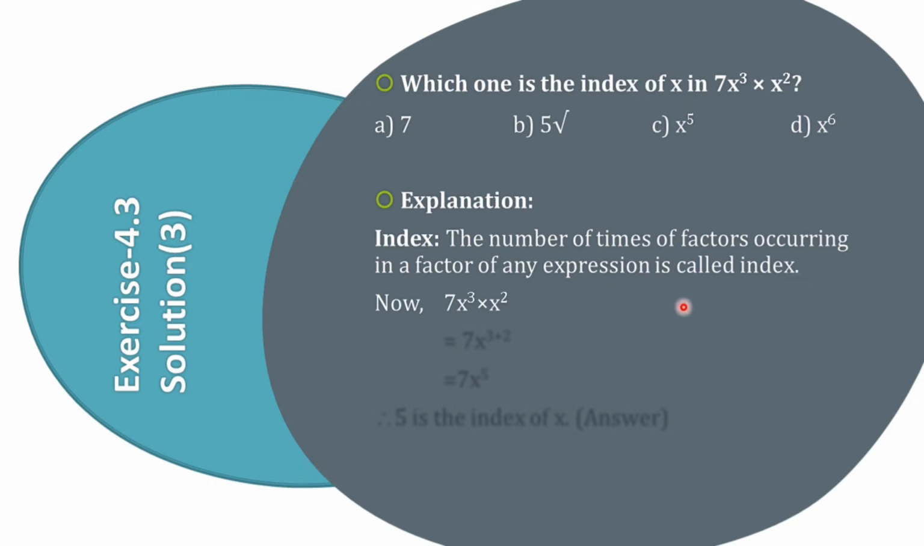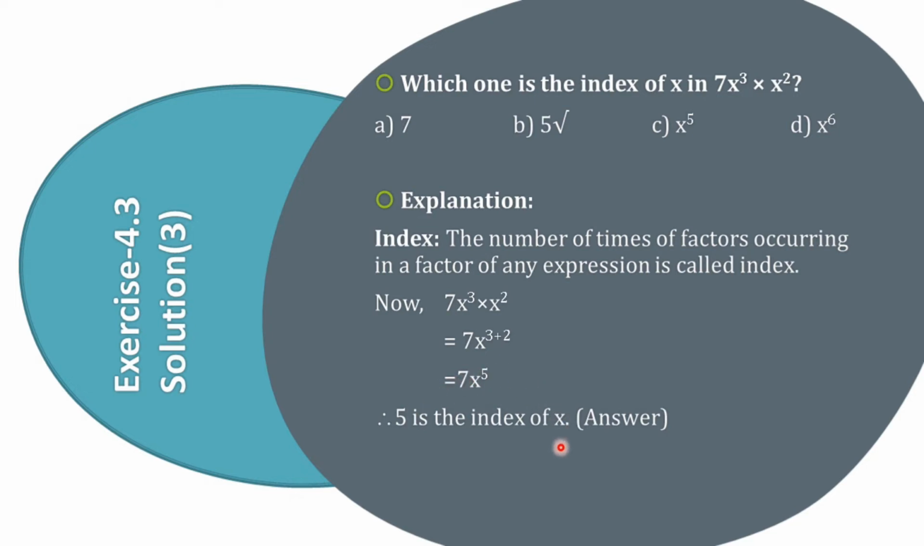Now 7x cube multiplied by x square, and as you know, with the same variable the powers will be added, because here there is a multiplication sign, and with the same variable, if there is a multiplication sign between them, then the powers will be added. Okay, so 7x to the power 3 plus 2, that is 7x to the power 5. As you can see, therefore 5 is the index of x.